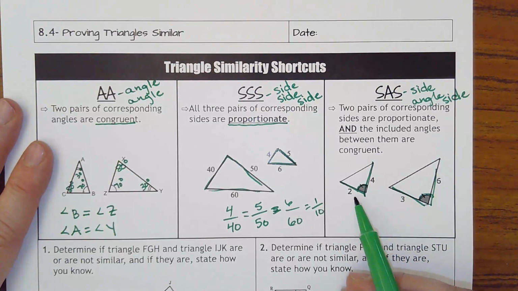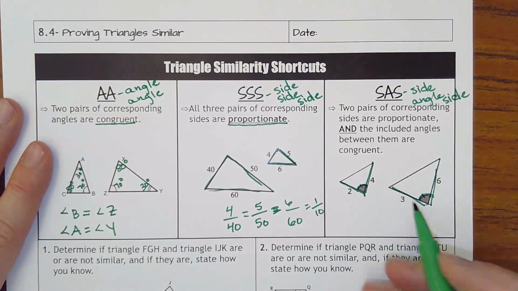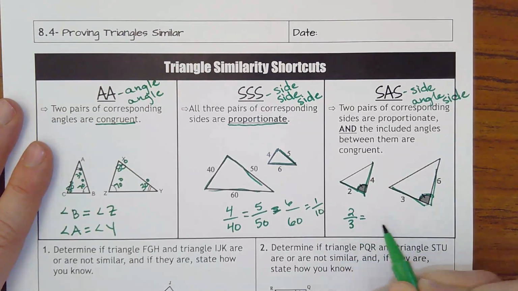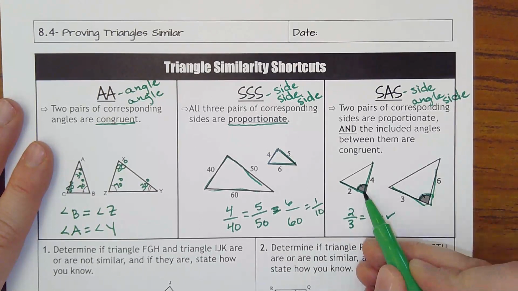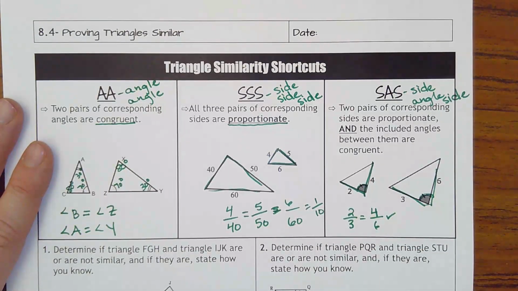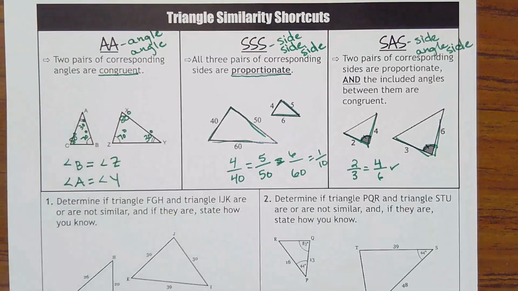Okay, so I would check and say, okay, here's my short side, 2 to 3. Is that proportionate to 4 to 6? Yeah, because that would simplify to 2/3. So yes. And then I see that these angles here are congruent. So yes. So let's try some.